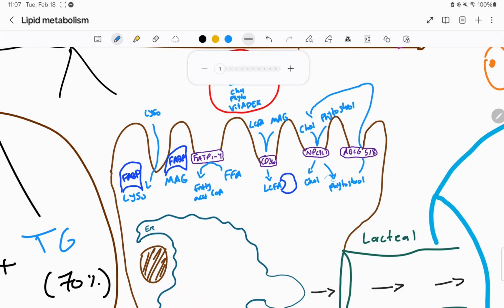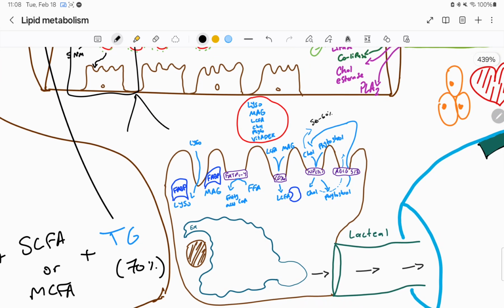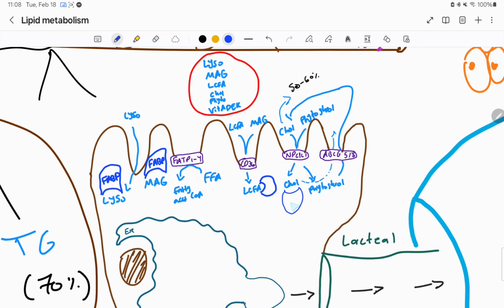Additionally, some of the cholesterol can actually use this ABCG as well, and it can come out here. And for that reason, because some of it will get pushed out rather than absorbed, the overall efficacy of cholesterol absorption is about 50 to 60%. Okay, so only about 50 to 60% of the cholesterol is actually going to be absorbed, and that's again because some of that cholesterol will travel back using the ABCG transporter and get pushed out into the actual lumen.